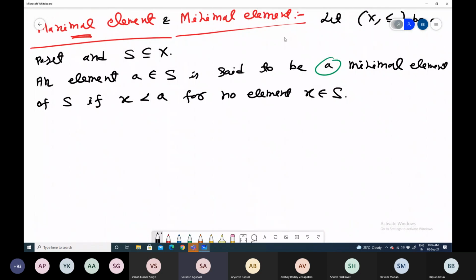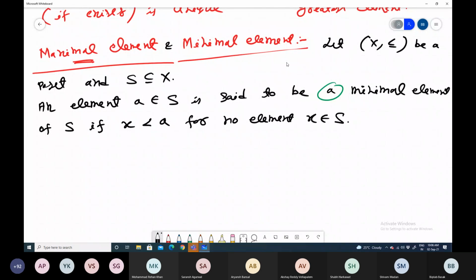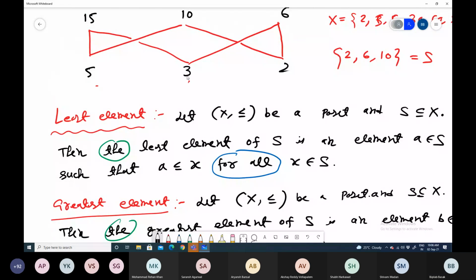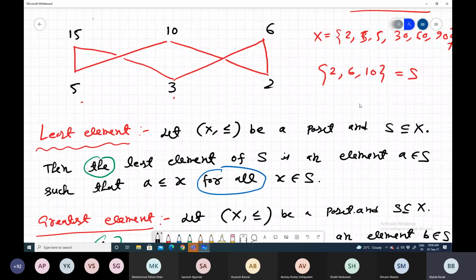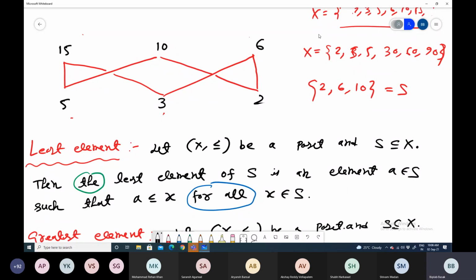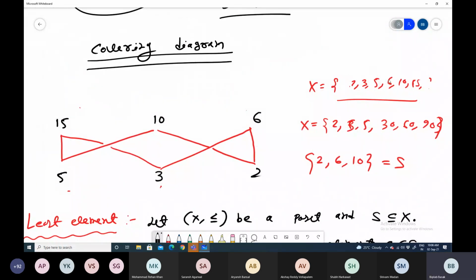Sir, there is no element less than 3. Sorry? There is no element less than 3. What does it mean? We have to define that less than or equal to, in general, means there is no element in this set which divides 3. So in this set, there is no element which divides 3. That means there is no element which is less than 3.